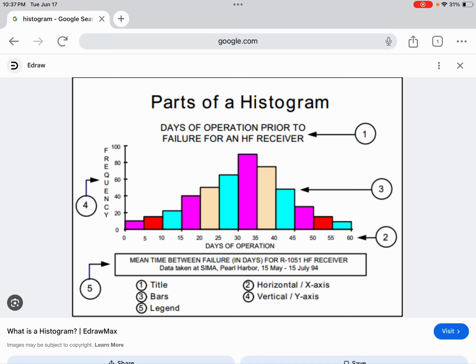So in this diagram, if I was asking you how many of these receivers were operating from 0 to 5 days before they failed, you'd look at the far left of our histogram here from that 0 to 5 range and see how high that pink bar is rising up. And that's halfway between the 0 and 20, so we'd say it's about 10 days, and that's how you would read and interpret a histogram.